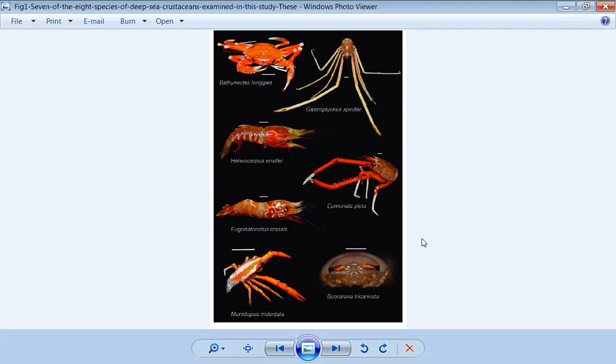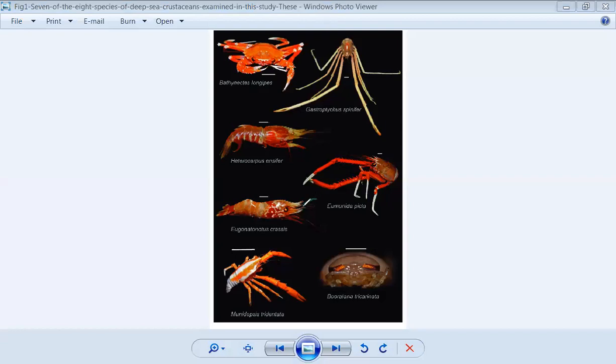Which subgroup do they belong to? Is it an insect? Can you see an insect in front of you? Okay. Are they arachnids? No. Are they crustaceans? No, I don't think so. Why?